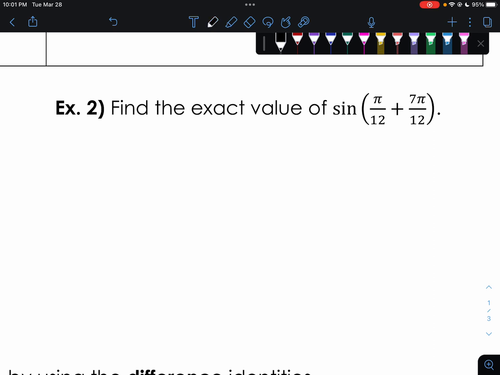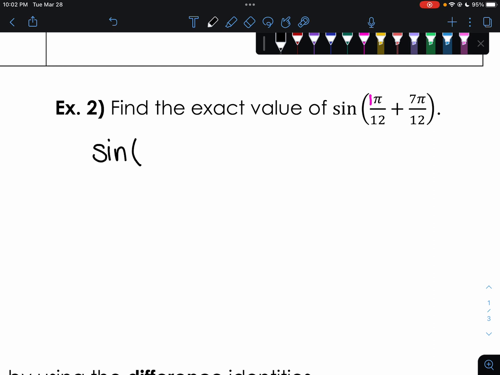So what we're going to do instead is add these two fractions together to see if it's something we know. So this is 1 pi over 12, and I'm going to add 7 pi over 12.